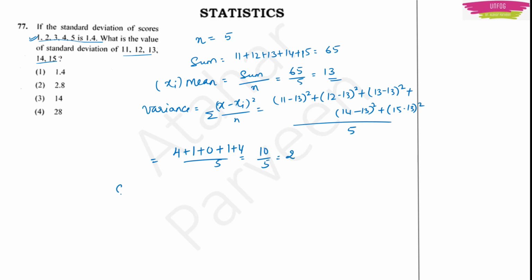Now standard deviation: the standard deviation is equal to square root of variance. Or this is equal to square root of 2, and square root of 2 is 1.41. So option 1 should be the right answer. So this is the method I know. If you all know any other shorter method, please let me know in the comment section.